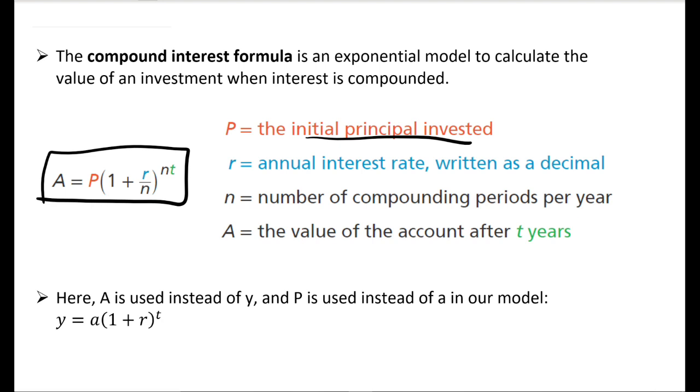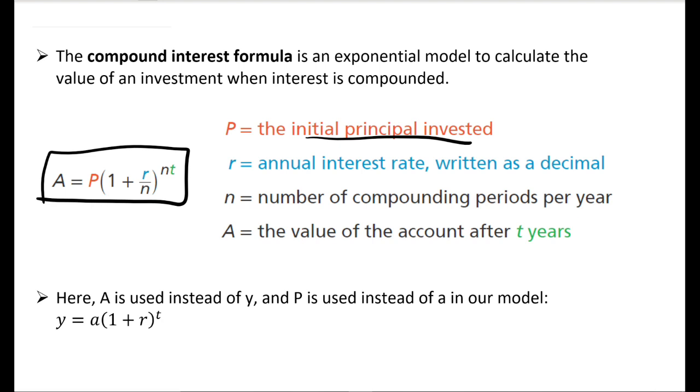Now r is equal to the interest rate written as a decimal. Usually they give that to you as a percent, but you've got to convert it to a decimal. n is the number of times that you're compounding. So if you're talking about annual compounding, that would be 1 time per year. If you're talking about quarterly compounding, that's 4 times per year, etc.